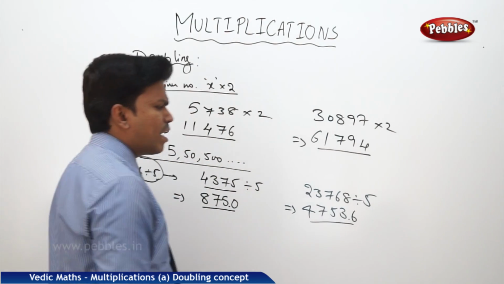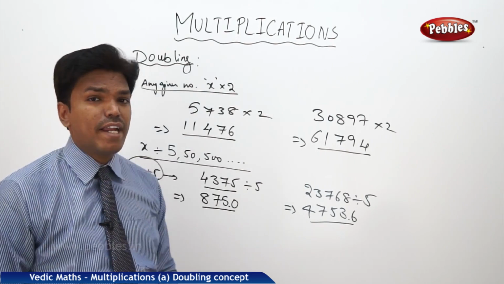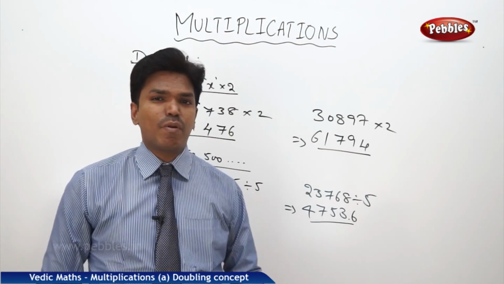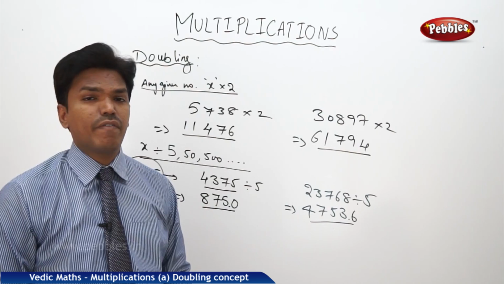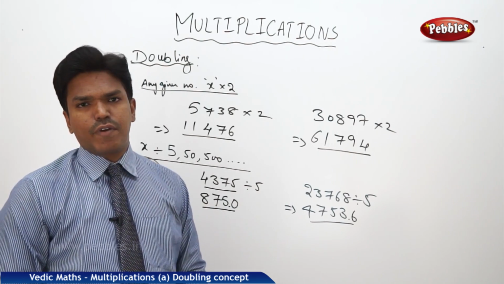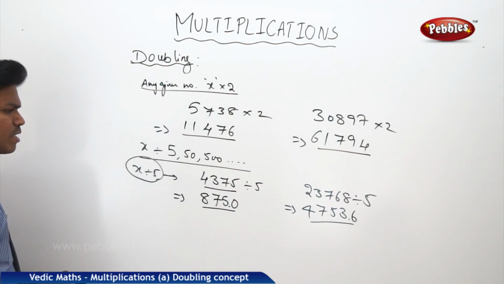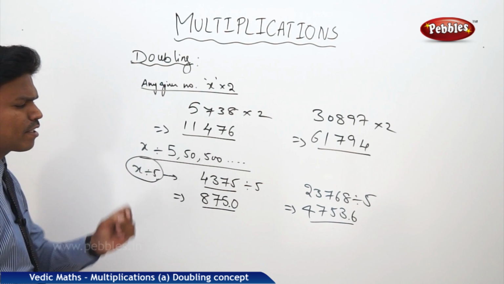Now you may ask one doubt. Why are we doing like this? What is the logic behind doubling the number and putting a decimal point after one digit from right whenever you are dividing a number by 5? Yes, I will clarify your doubt. Now see here, what is the logic behind this division by 5, 50 or like that?